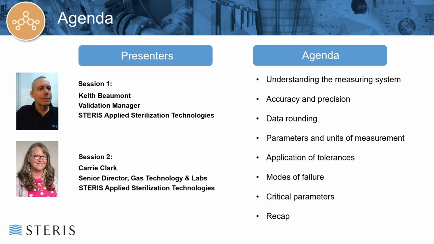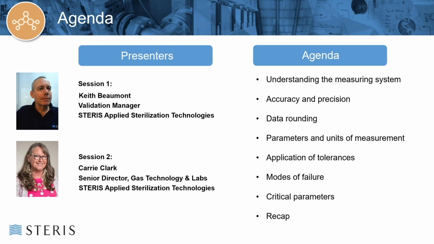You can see our agenda for this presentation. We're going to be talking about understanding the measuring systems that are used in EO sterilization technology. We'll have a discussion about precision and accuracy that should be the theme throughout the talk. We'll talk about data rounding and appropriate mathematical principles for rounding, parameters and units of measure that are used for the different parameters, application of tolerances for the parameters, setting your upper and lower limits, modes of failure that need to be considered and the best way to analyze them, critical parameters for your processes, and then a short summary and recap.